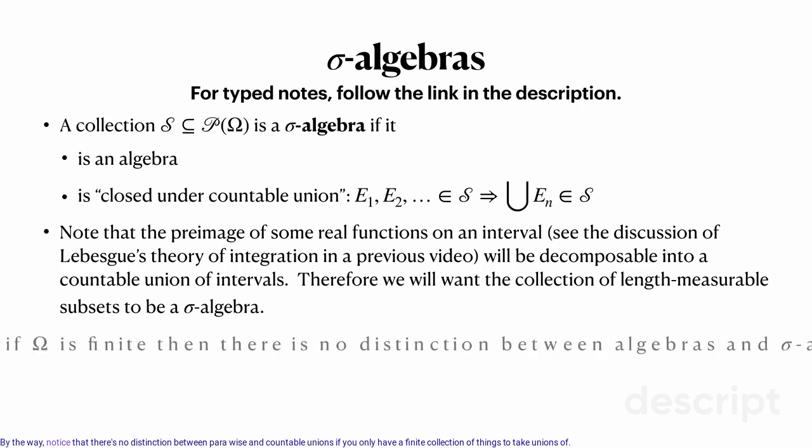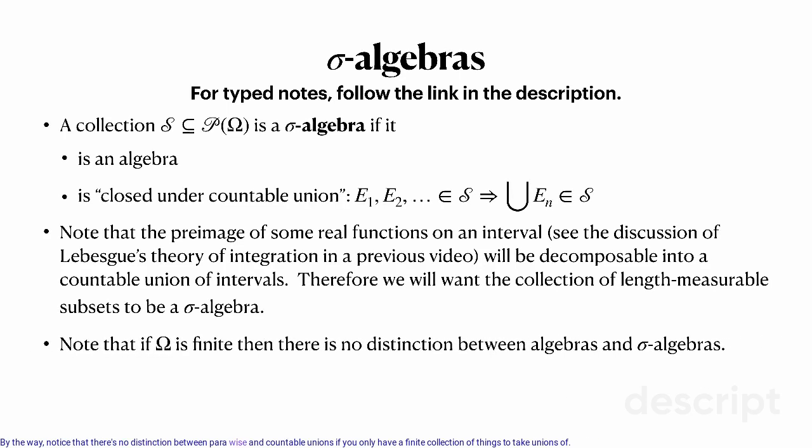By the way, notice that there's no distinction between pairwise and countable unions if you only have a finite collection of things to take unions of. So in particular, if omega is finite, then sigma algebras and regular algebras are just the same thing. By the way, also notice that the maximal and minimal algebras are also maximal and minimal sigma algebras. So in both examples, you can demonstrate closure under countable unions.